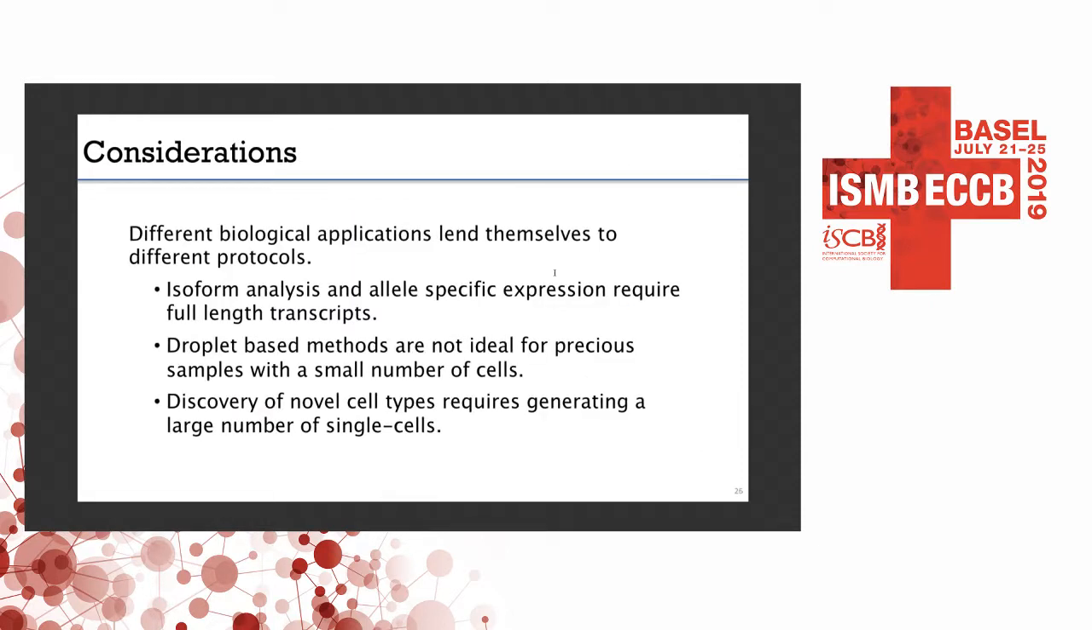Some major considerations. It's going to be more of the case that the biological application will lend itself to different protocols. So if you're doing isoform analysis, you're going to want to have the full-length transcript. But if you're trying to identify new cell types or cell clusters, you're going to want a large number of single cells, so you're going to want to use a droplet-based method. If you have a precious sample with just a small number of cells, just because the droplet is only going to capture about 50% of what you put in, you might want to do more of a hand-based method or one of those plate-based methods so that you don't lose some of those important cells.